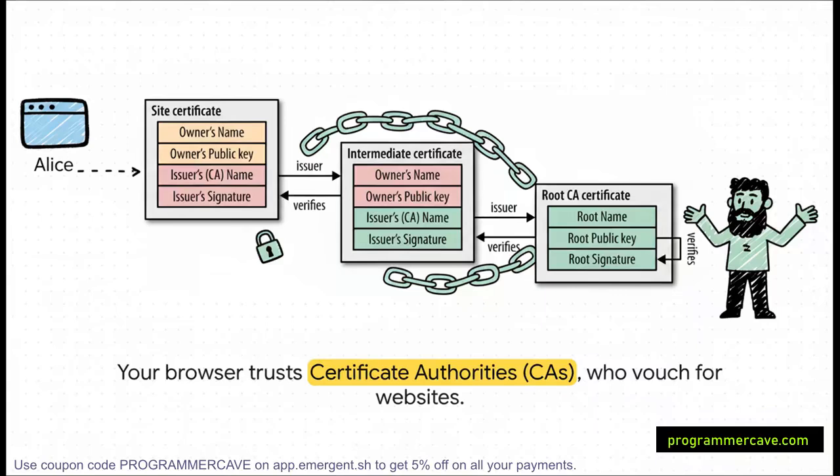Your browser is Alice. It comes pre-installed with a list of super trusted organizations called Root Certificate Authorities, or CAs. They're our Bob. When a website owner wants a certificate, one of these CAs verifies their identity and then digitally signs their certificate. And that creates the chain. Your browser trusts the root CA, and the CA vouches for the website.